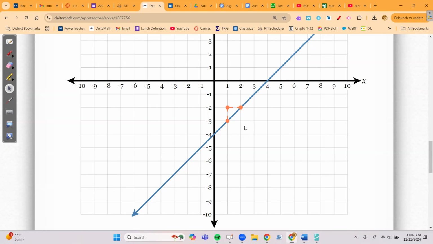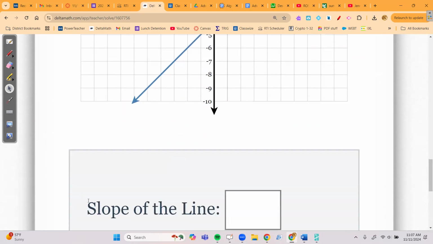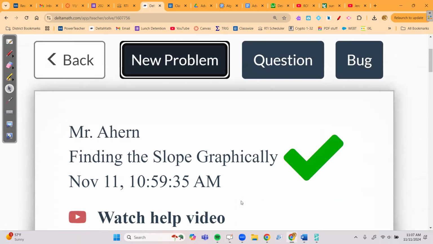So what overall would I type in as the slope of this line? 1. And I'm not going to put a negative on it because it goes uphill. So I'm just going to go slope of the line is 1. I'm going to hit enter twice and I'm good to go.